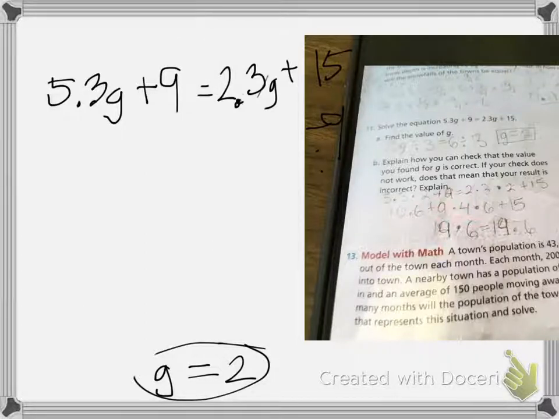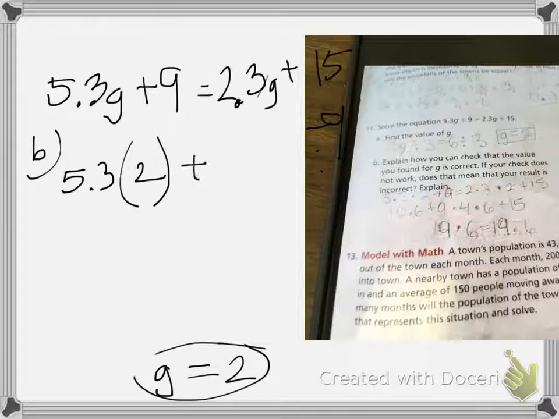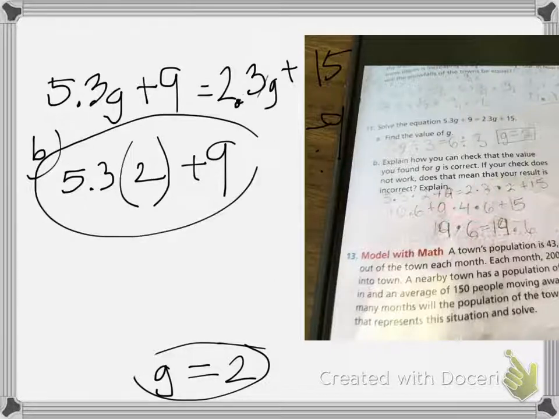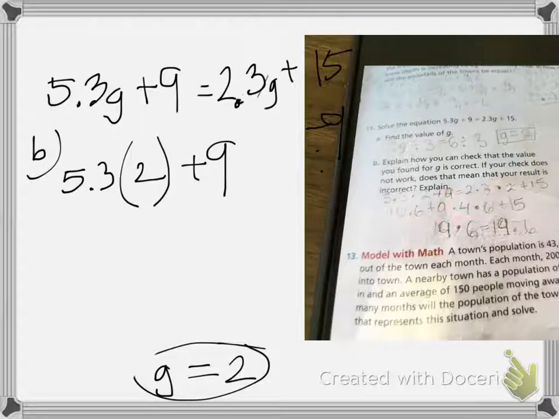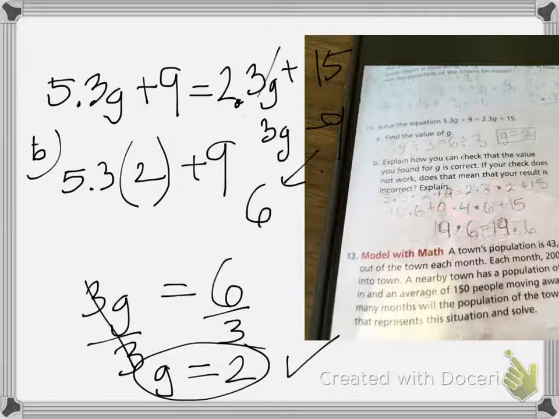Alright, so now we're going to do part B. Part B says check to see if your answer is correct. So wherever there's a g, I'm going to replace it with a 2. Times 2 plus 9. I'm running out of space, so let me go ahead and move this.